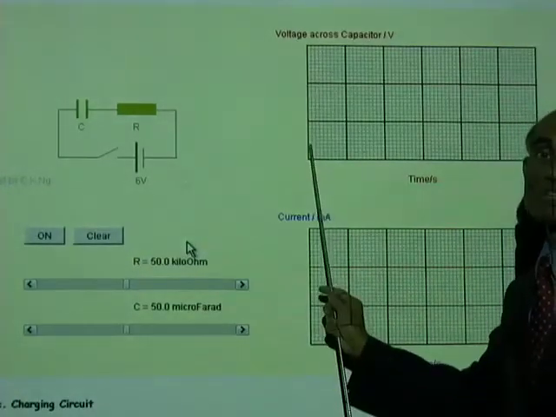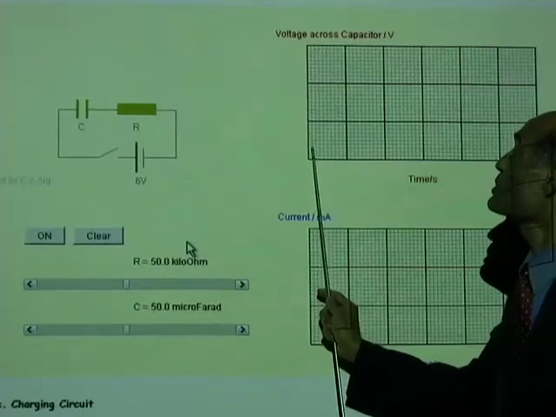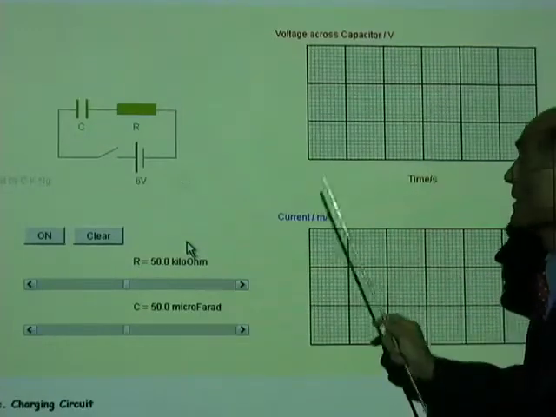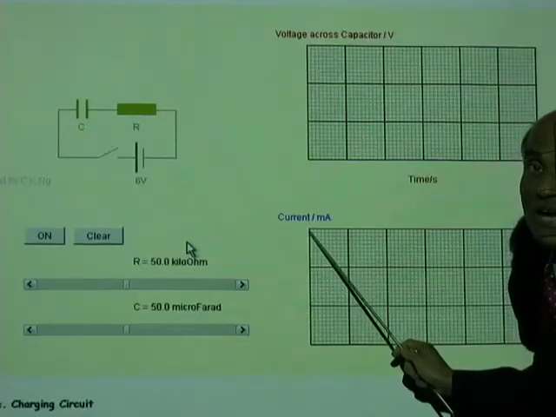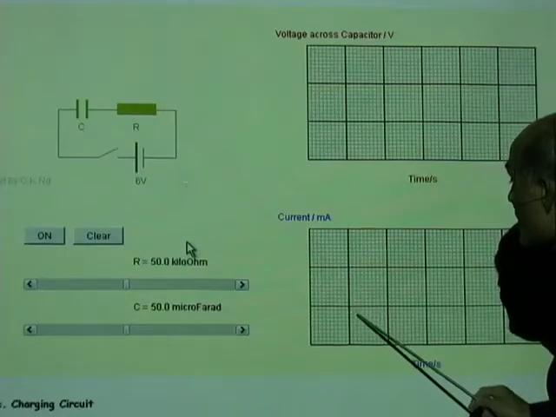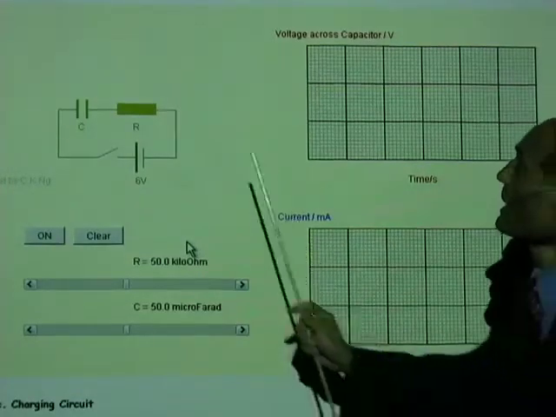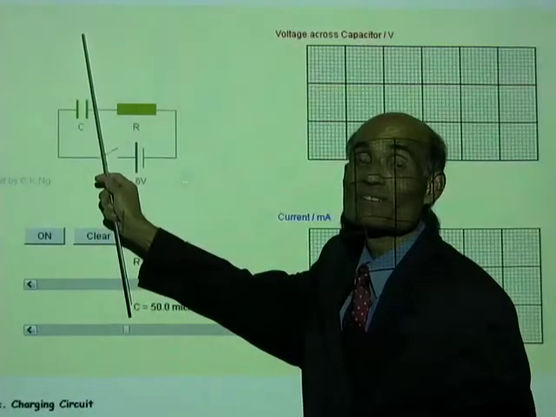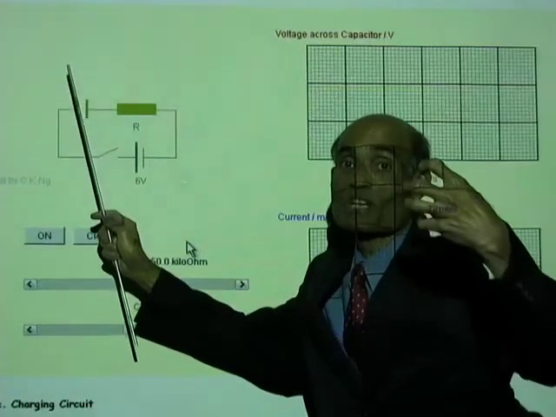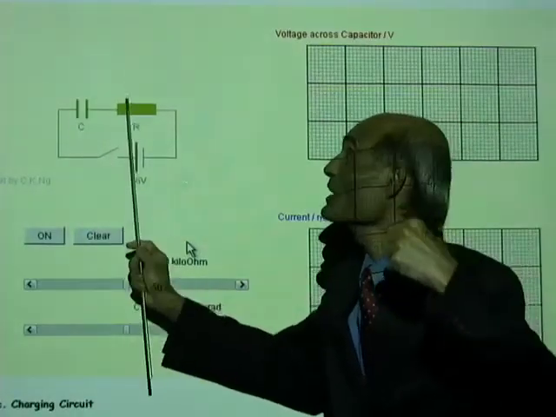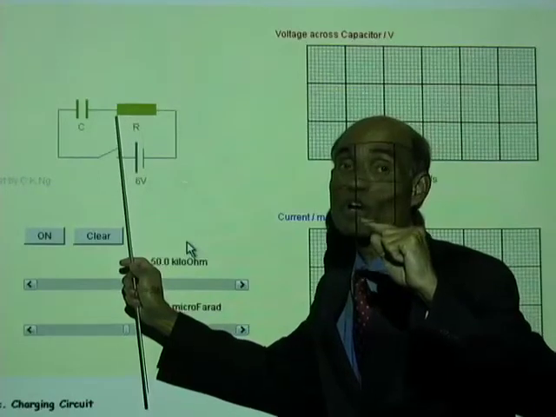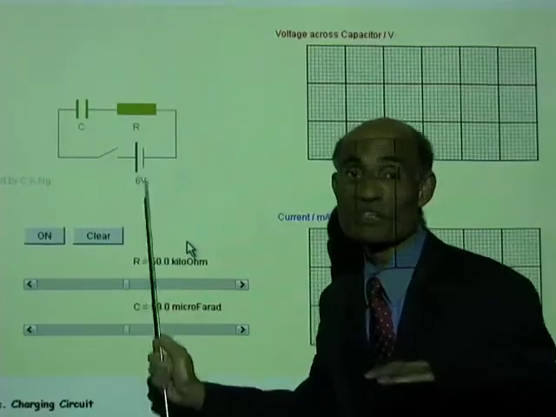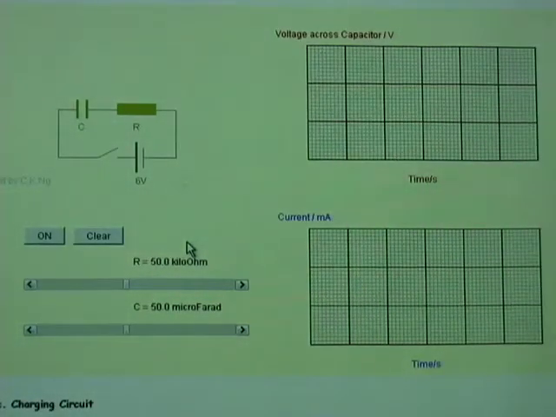What would you expect the voltage will behave? Voltage will increase, reach a maximum with time, and the current will start at a maximum value and decay exponentially. The potential drop across the capacitor will increase because the amount of charge increases, the potential drop increases, and the potential drop across the resistor will decrease because the current in the circuit decreases. Alright, watch that as I turn it on.